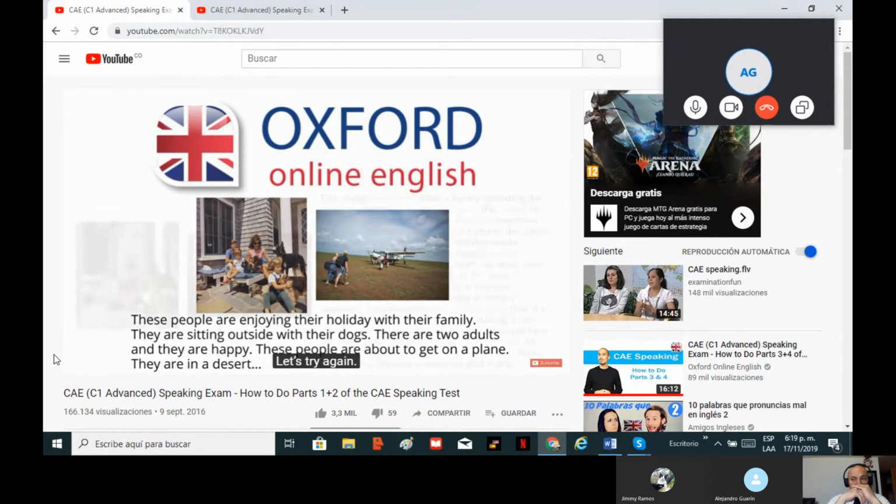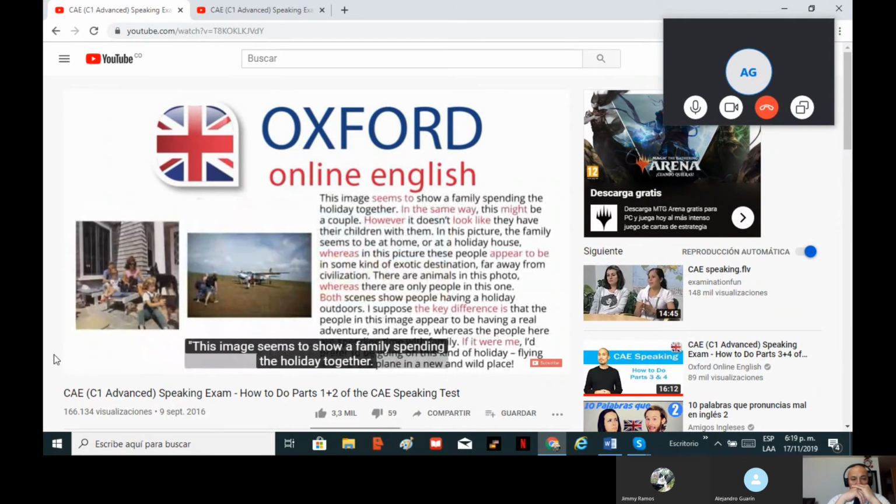This image seems to show a family spending the holiday together. In the same way, this might be a couple. However, it doesn't look like they have their children with them. In this picture, the family seems to be at home or at a holiday house, whereas in this picture, these people appear to be at some kind of exotic destination, far away from civilization. There are animals in this photo, whereas there are only people in this one. Both scenes show people having a holiday outdoors.